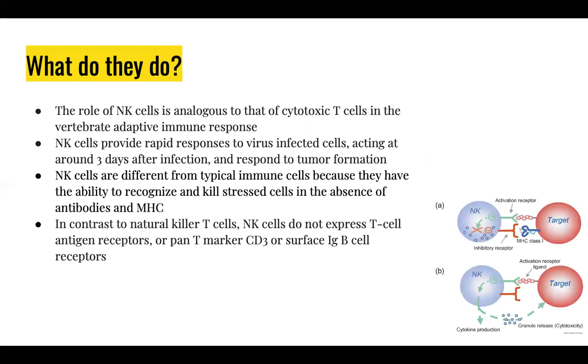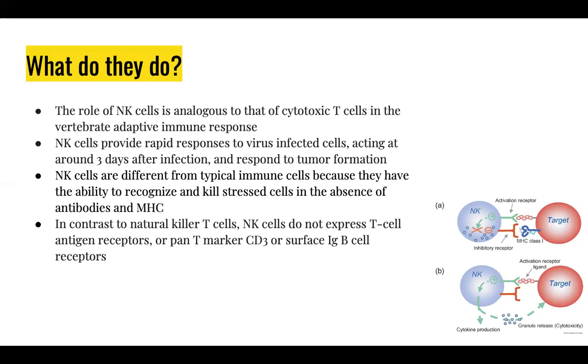What do they do? The role of NK cells is analogous to the cytotoxic T cells in the vertebrate adaptive immune response. NK cells provide rapid responses to viruses and infected cells, acting at around 3 days after infection, and respond to tumor formation. NK cells are different from typical immune cells because they have the ability to recognize and kill stressed cells in the absence of antibodies and MHC I.